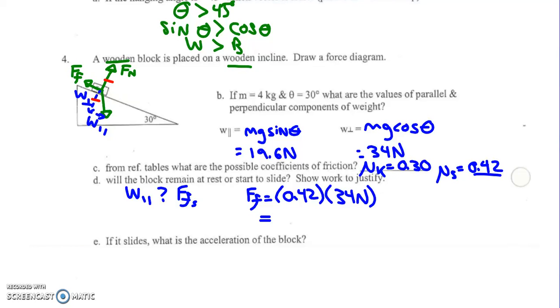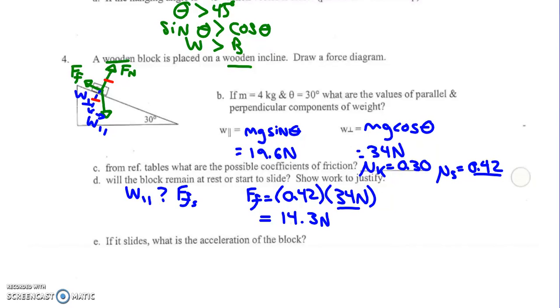Okay, so we're going to continue the previous problem and then pick up with the rest of the review. All right, so we were looking at the force of friction. We just ended with figuring out that the normal force was the same as the weight perpendicular. And so that gets us a frictional force of 14.3 newtons.